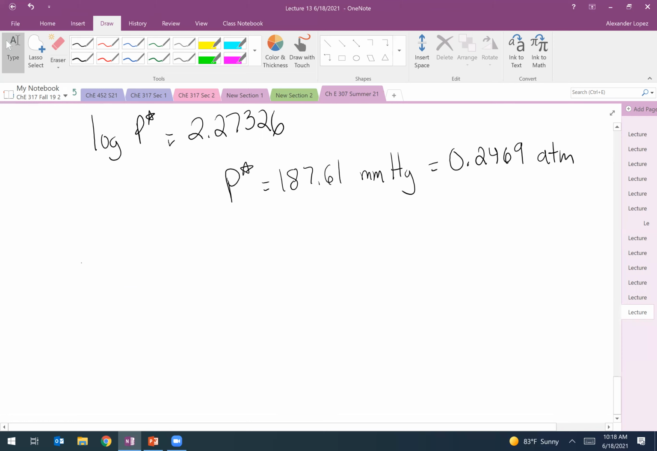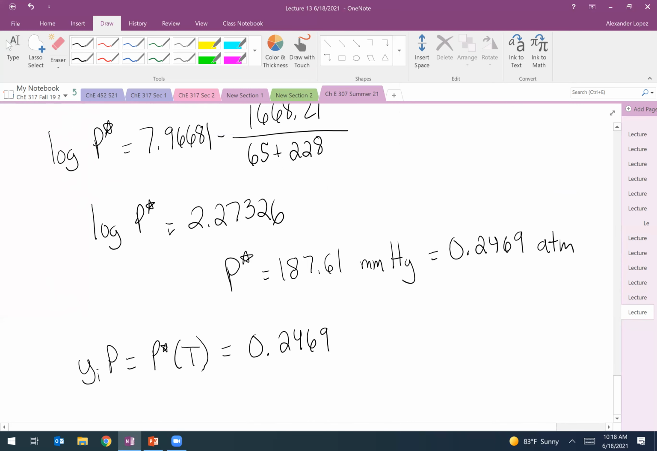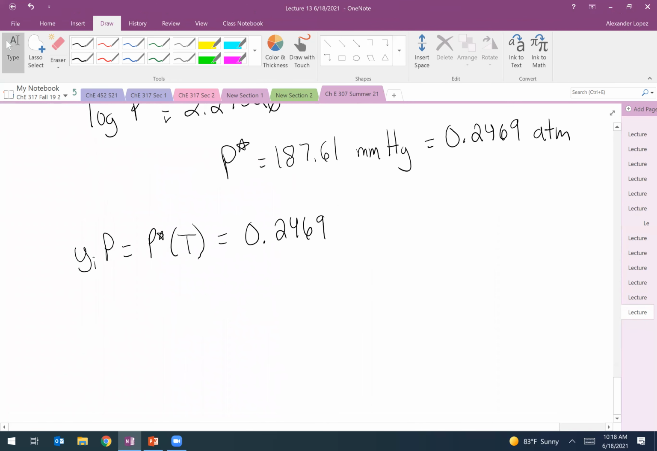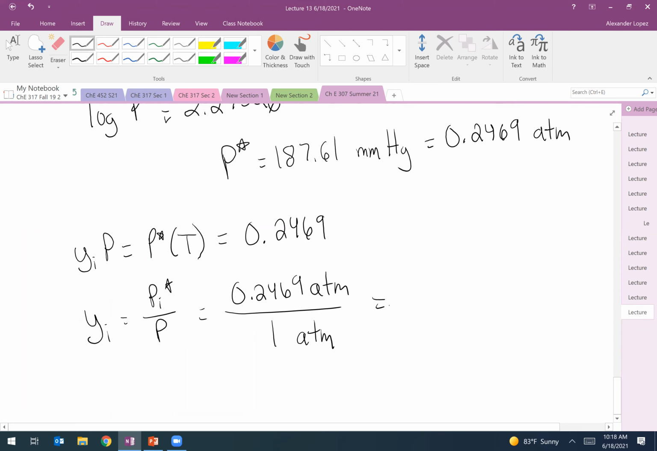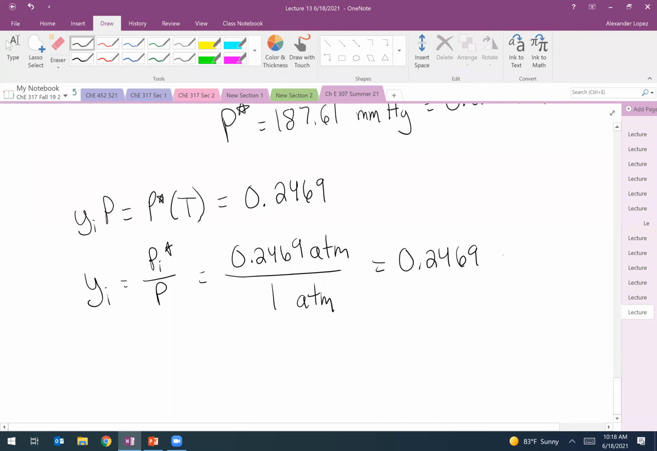So from Raoult's law, I know that y sub I times P equals P sub I star at my T, which in this case equals 0.2469. Now my pressure, I said, was 1 atmosphere. And therefore, my y sub I equals P sub I star over P, or 0.2469 atmospheres over 1 atmosphere, which is 0.2469. And this is my mole fraction of water.